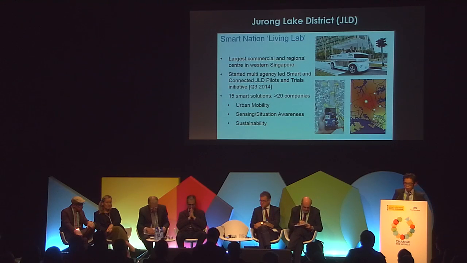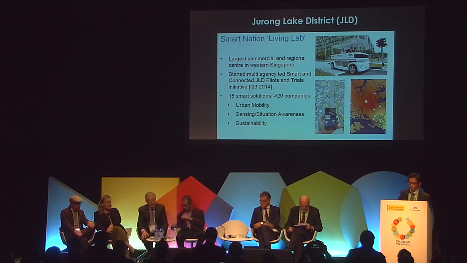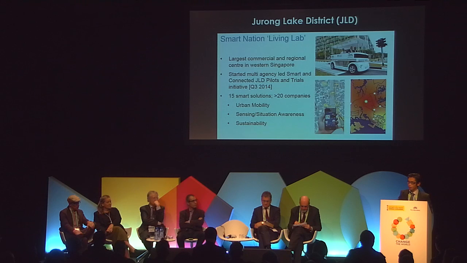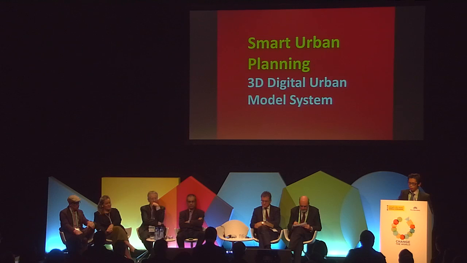Our take on smart nations comes in the form of a test bed. We have Jurong Lake District in the western part of Singapore. It's the largest commercial and regional center. We started the call for collaboration last year, and we recently awarded about 15 smart solutions, involving about 20 companies. We will be looking into implementing projects in three key aspects, such as urban mobility, sensing awareness, and also sustainability. So I'll now proceed to touch on the details of our 3D urban model system.